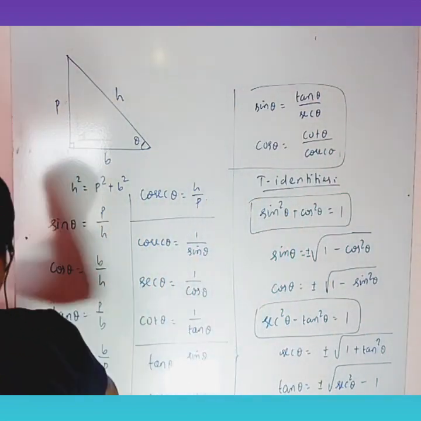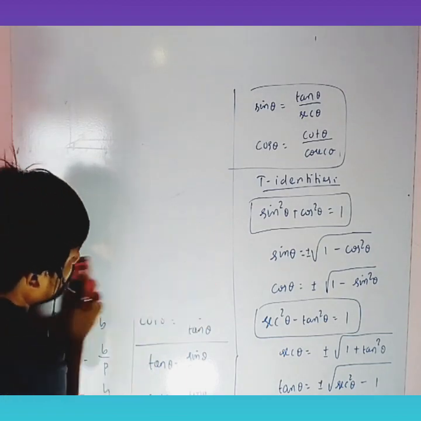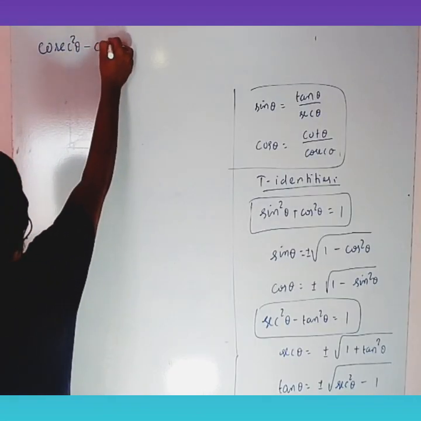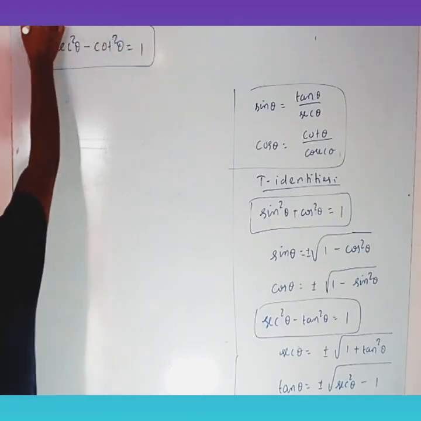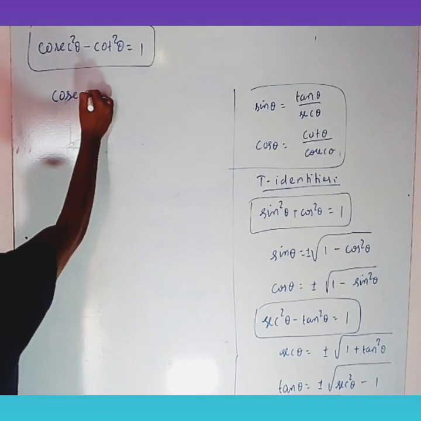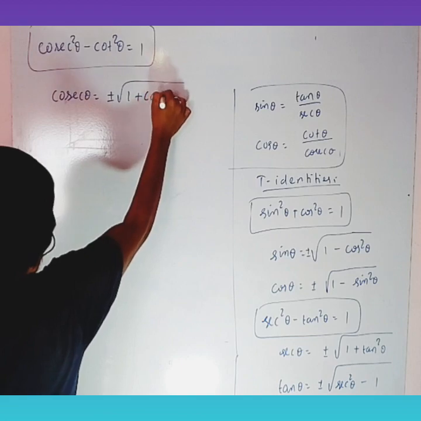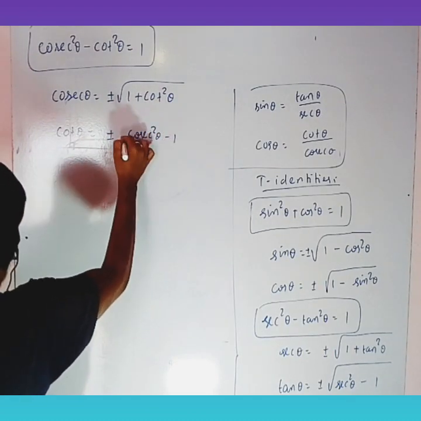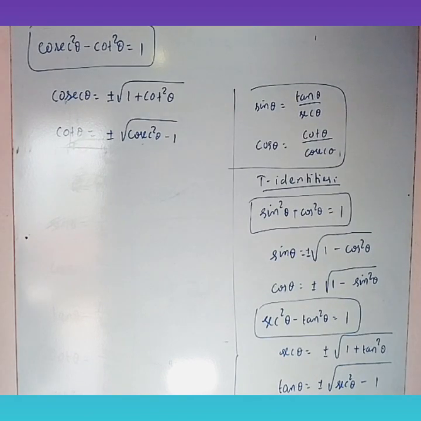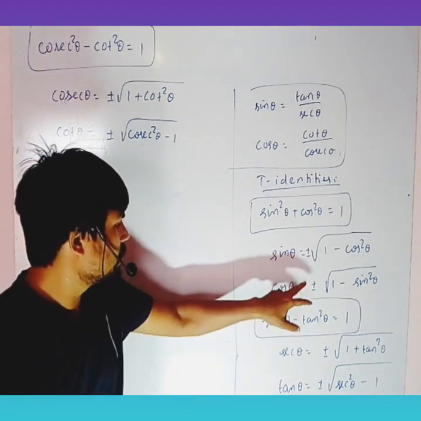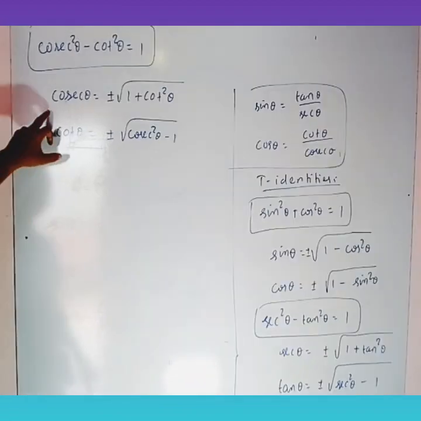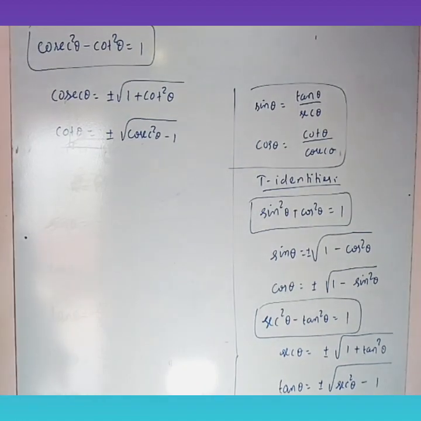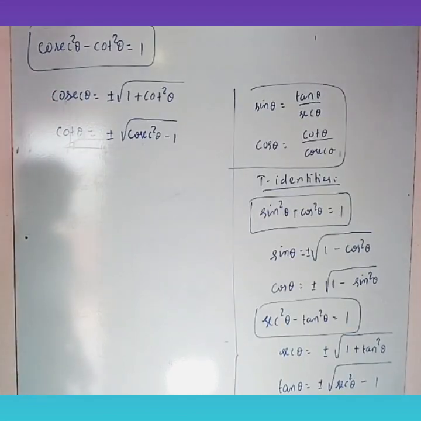Or the trigonometric identity cosec square theta minus cot square theta equal to 1. From these, cosec theta equal to plus or minus square root of 1 plus cot square theta, and cot theta equal to plus or minus square root of cosec square theta minus 1. So to remember this: sec theta equal to plus or minus square root of 1 plus tan square theta, and cosec theta equal to plus or minus square root of 1 plus cot square theta. Similarly, tan theta is plus or minus square root of sec square theta minus 1, and cot theta is plus or minus square root of cosec square theta minus 1.